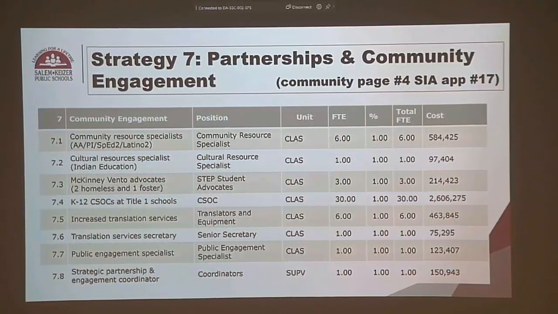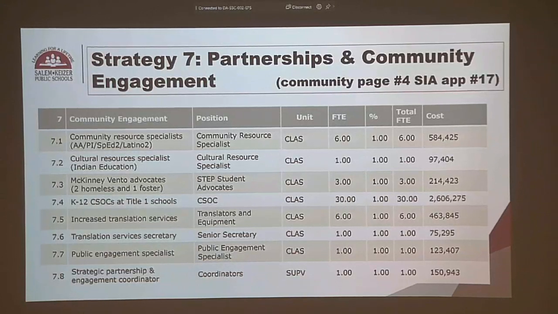And then for our Latina and Latino and Latinx, we would hire 2 community resource specialists devoted specifically for that population as well. The cultural resource specialist in line 7.2 is a slightly different role than the community resource specialist, and this would be targeted specifically for our Native American students and students who qualify for services through our Indian education program. And you'll remember that was one of the subgroups that we targeted for these funds.